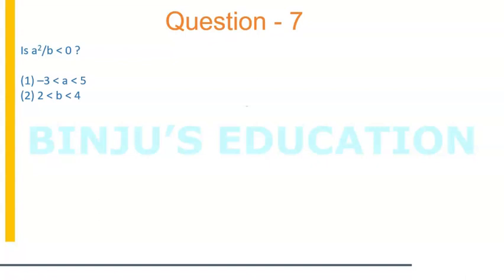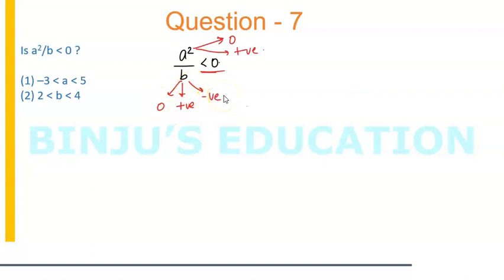Okay, let's see what we can do with this one. Is a square by b less than 0? Now, it's exactly like the previous one. The only thing which has changed is in this question they're asking for less than 0. A square can be 0, a square can be positive, it can't be negative, that's for sure. But b can be 0, b can be positive, b can be negative also.